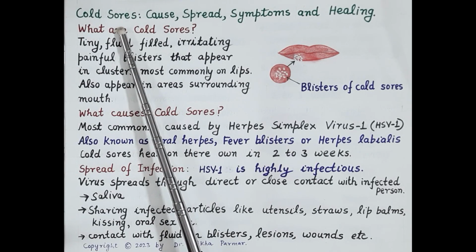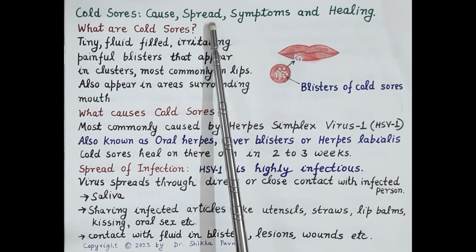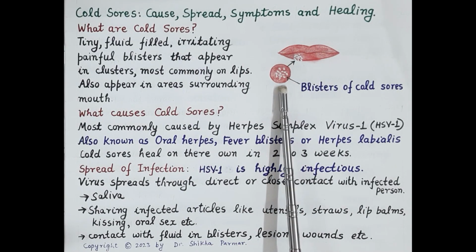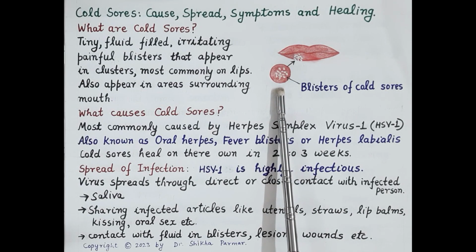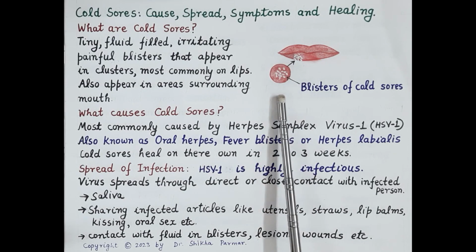Hello students, in today's video we are going to talk about a very common problem, that is cold sores. In this video we will study what are cold sores, their cause, how they spread, their symptoms and how they heal. Now cold sores, also commonly known as fever blisters, are tiny, fluid filled, irritating, painful blisters that always appear in groups or in clusters, most commonly on the lips. These cold sores can also appear in areas around the mouth or nose.